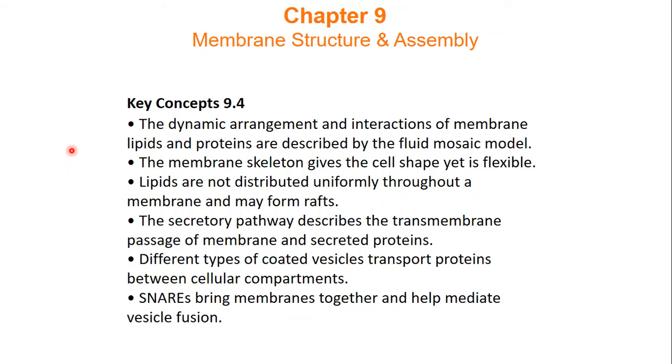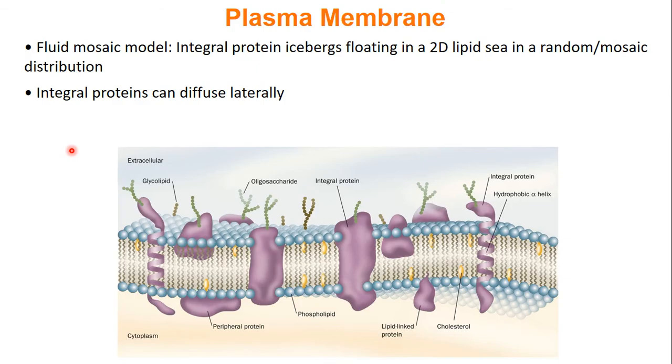In this video, we're going to look at membrane structure and assembly. So the way to think of the plasma membrane is that it is a fluid mosaic. That is, your membrane is constantly moving and it's more or less randomly distributed. It's like a 2D lipid sea. So your lipids are moving, your integral proteins are moving. So imagine that you're on a sea and your proteins are like the icebergs.